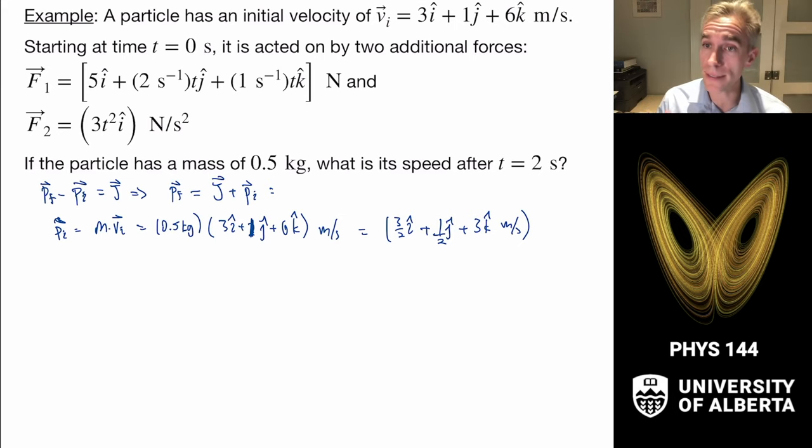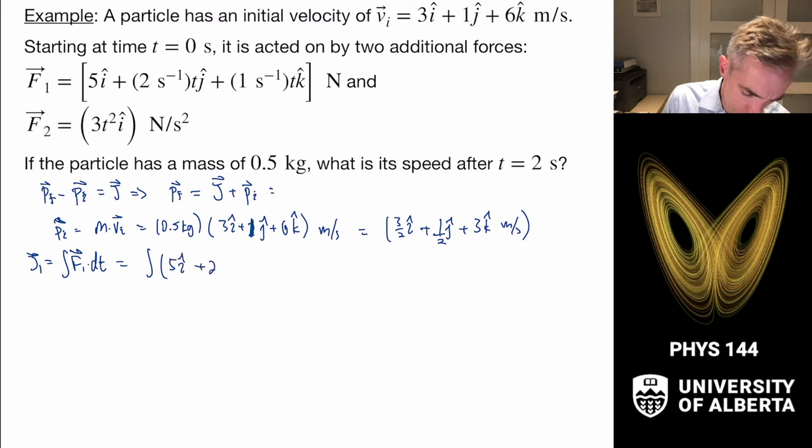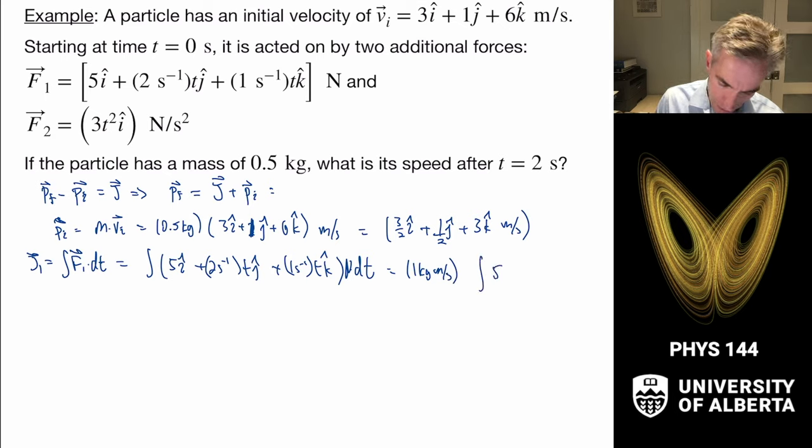We can calculate the impulse as the vector sum of the individual impulses. So J1 is going to be the integral of F1 dt. And if we integrate that, that is the integral of 5i hat plus 2 inverse seconds times t j hat plus 1 inverse second times t k hat dt, in newtons. Pulling out all of the units, we'll do 1 kilogram meter per second out front. And then this is the integral of 5i hat plus 2t j hat plus t k hat dt.